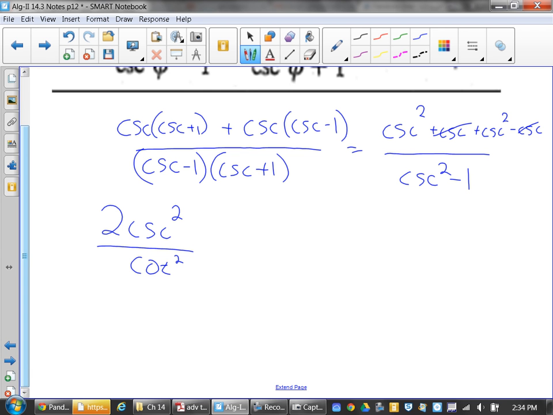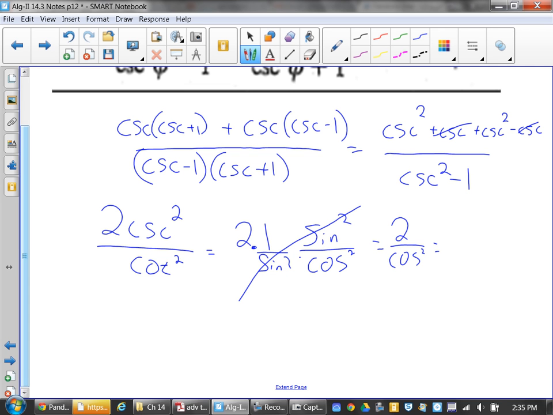Let's rewrite it in terms of sines and cosines. The 2 is just a constant out there. Cosecant squared is 1 over sine squared. And now this is times 1 over cotangent squared. 1 over cotangent squared is tangent squared, which is sine squared over cosine squared. Sine squared cancels, and you get 2 over cosine squared, which is 2 secant squared.